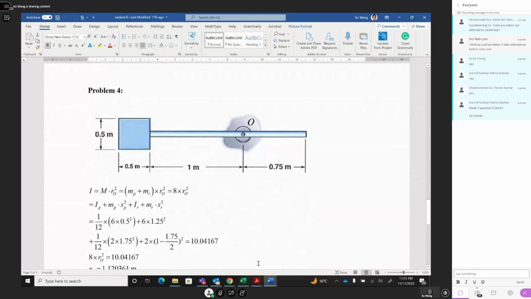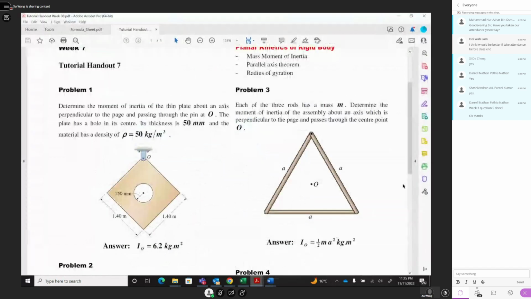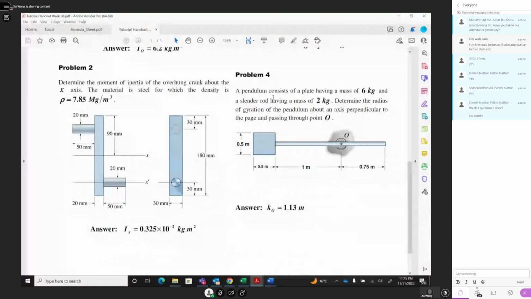So what is the next question? You have a pendulum that consists of a plane and has a mass of 6 kilogram, and also a slender rod that has a mass of 2 kilogram. Determine the radius of gyration of the pendulum about the axis perpendicular to the page and passing through the O. This is the rotation inertia.